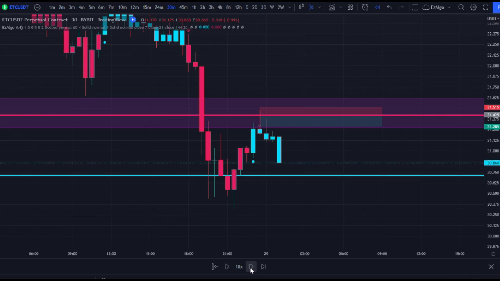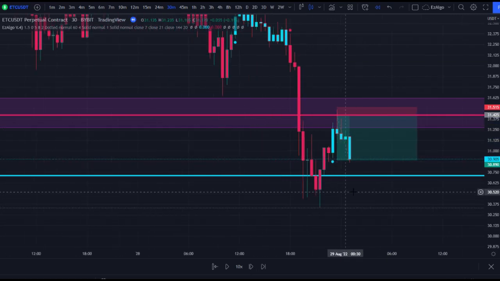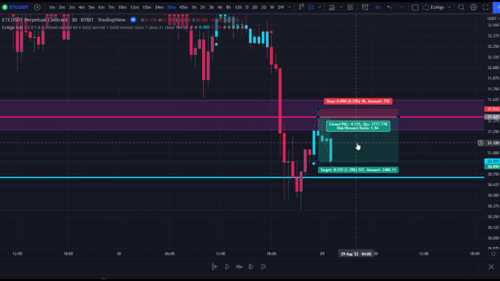Price is moving down. Guys, that's almost a 2% move. All right, that's a 6 risk to reward ratio. These are not trades I have taken, right? I haven't taken all these trades on Ethereum Classic. I'm just showing you from an unbiased point of view trades that I would take.